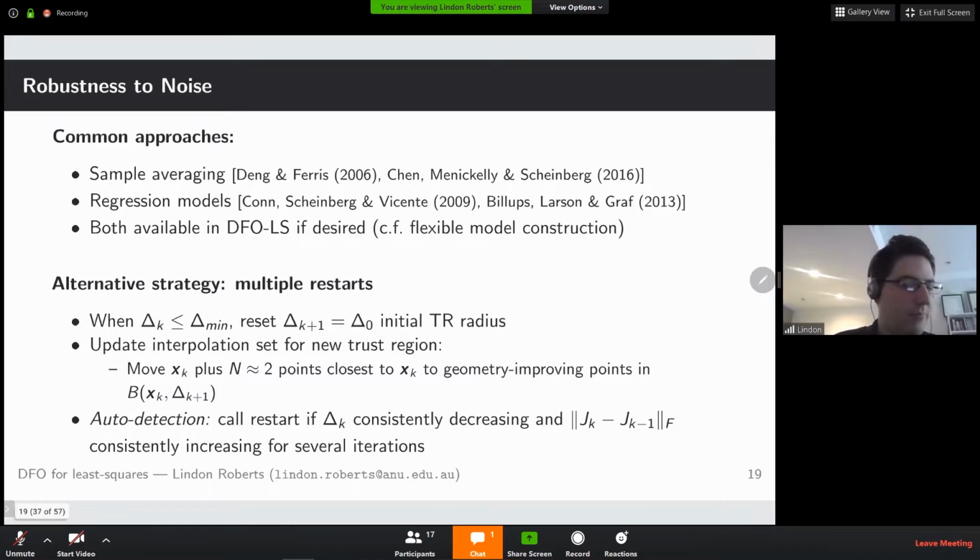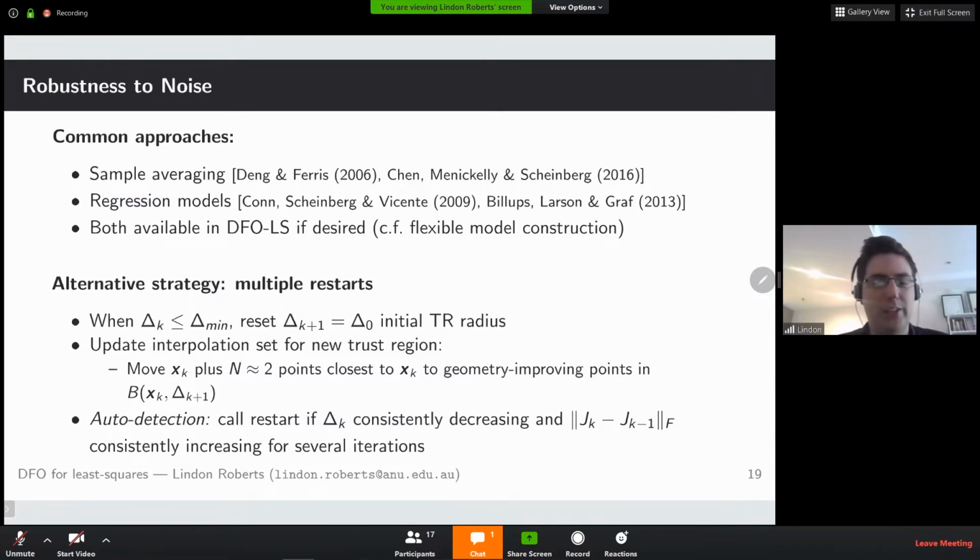What happens here is that when our trust region radius gets small, we say we're probably only going to be capturing noise from now on. It's hit some sort of not very useful level. So what we do is we reset our trust region radius to a much larger value. We update our interpolation set, we fix it up so that it looks good inside this bigger trust region, and we progress from there. The idea being that we don't just try to approximate in this local neighborhood where we've only got some noise.